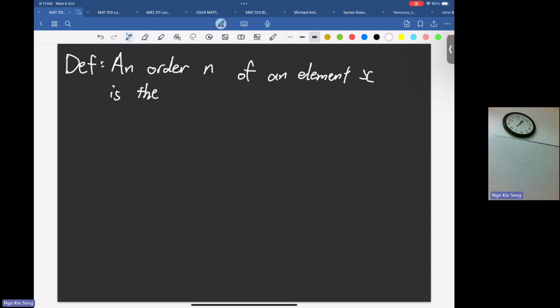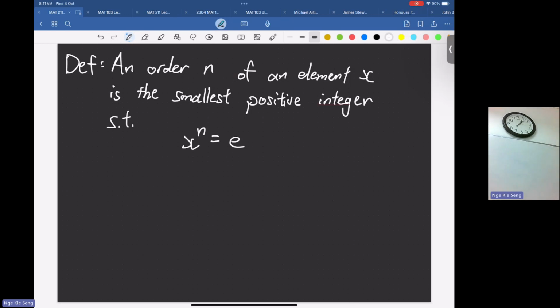Okay. So this is the smallest positive integer such that x to the power n equals identity. Okay, go back to identity. Remember last time I told you, in a group we put in the inverse because we have a way to go back to identity always. So n, the order, is the smallest positive integer for x to return to identity. So how many times until you return to identity.